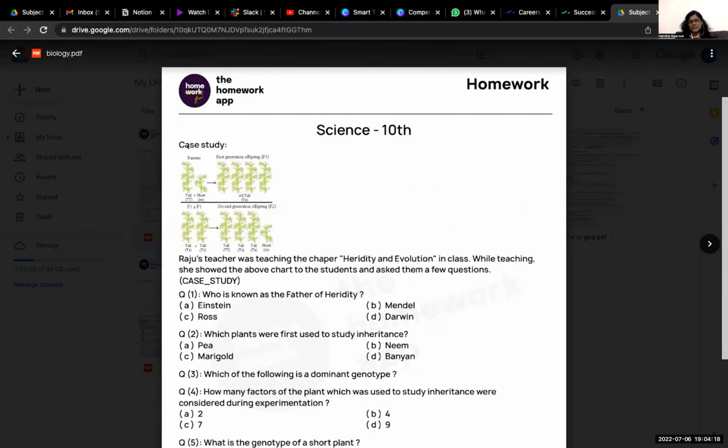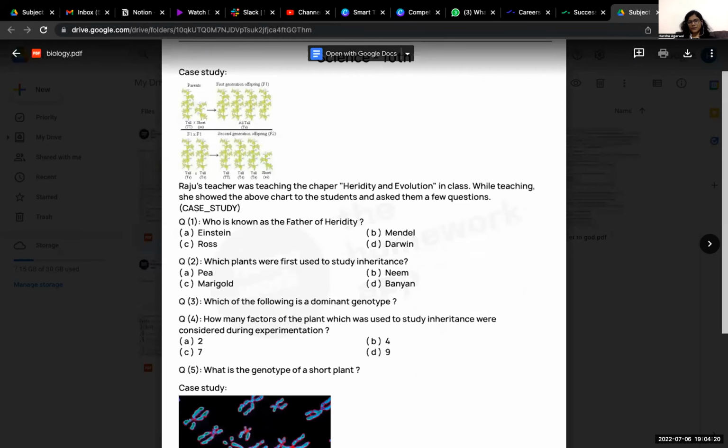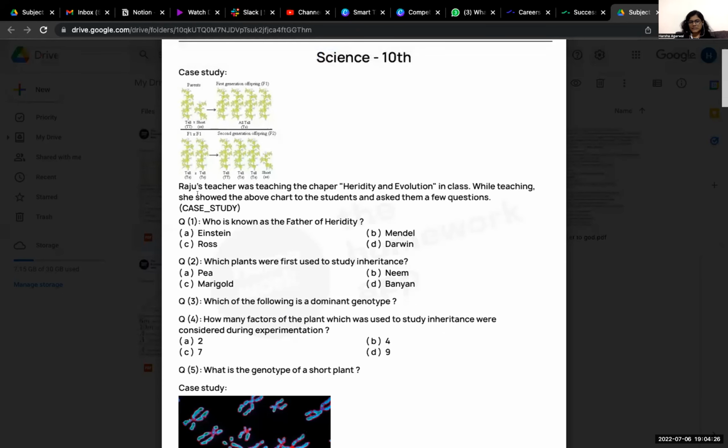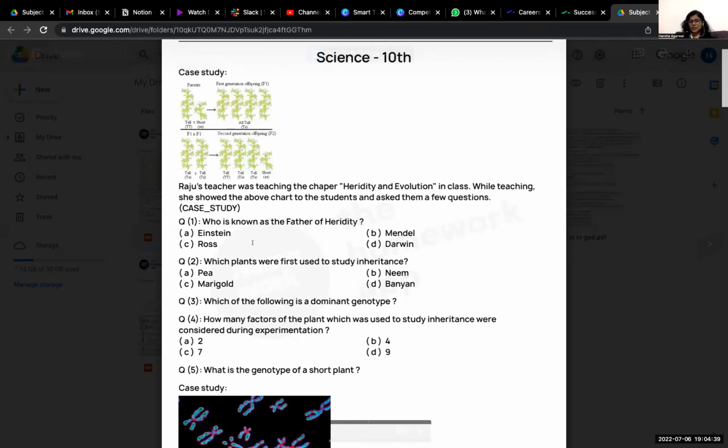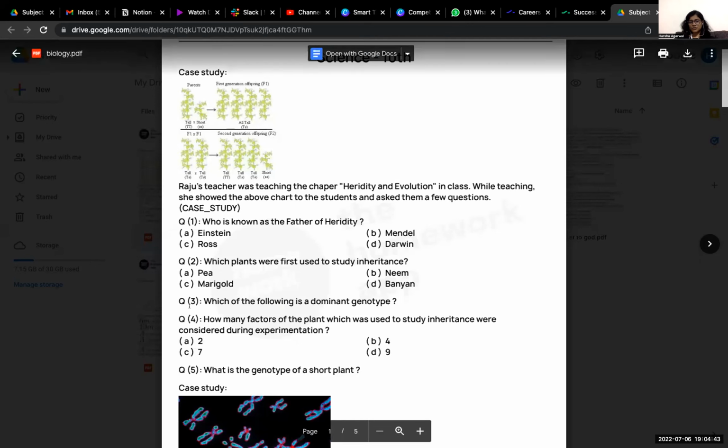Now you can see how a picture is given here. Raju's teacher was teaching the chapter heredity and evolution in class. See how this case study is given, and on the basis of it, question 1, question 2, question 3, question 4, and question 5 are there. That is how case study questions are. They can be MCQ, long type, short type, objective, subjective, anything. Questions 3 and 5 are open-ended, and 1, 2 and 4 are MCQ type.